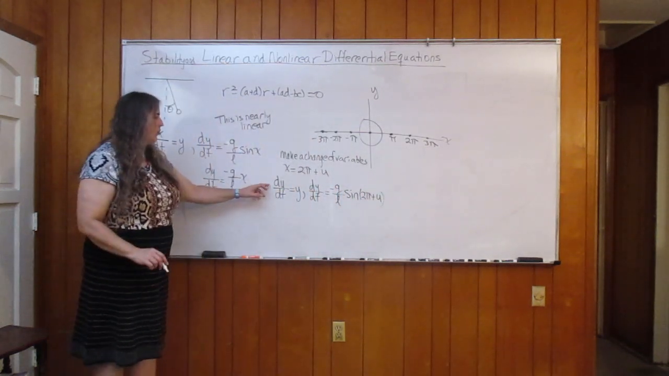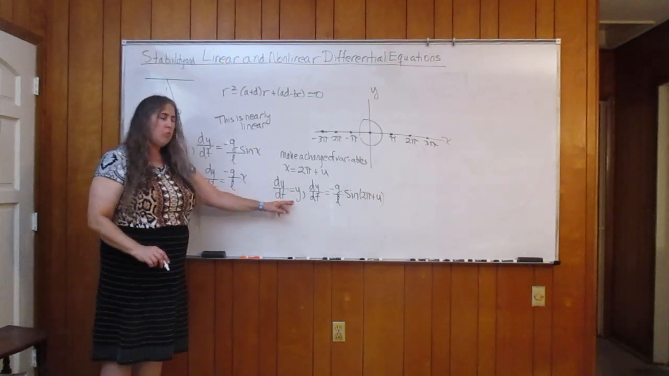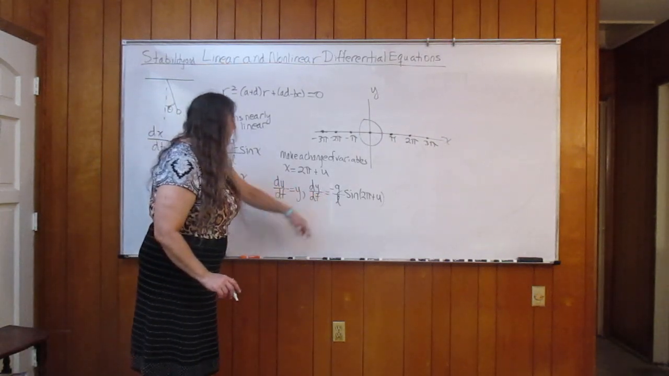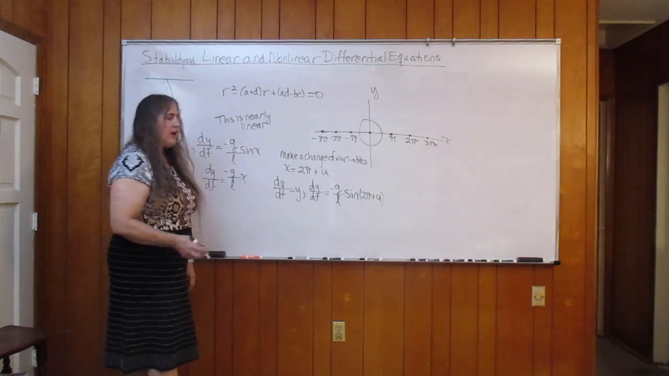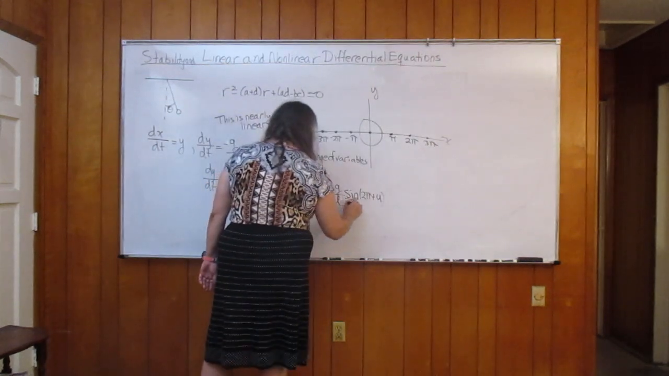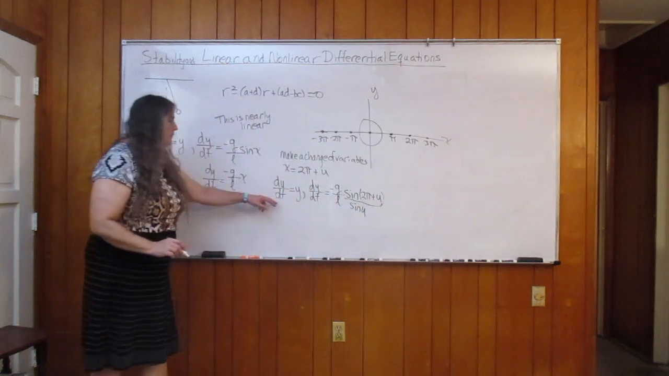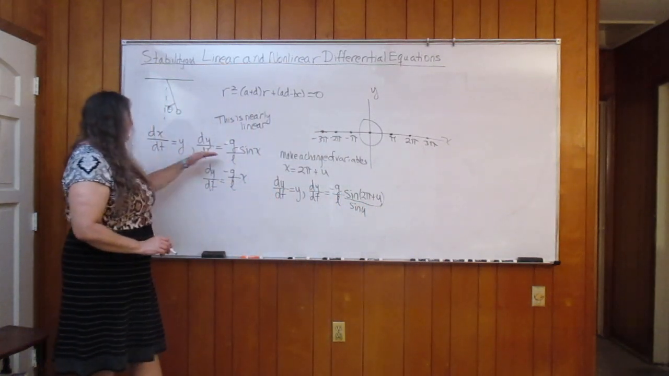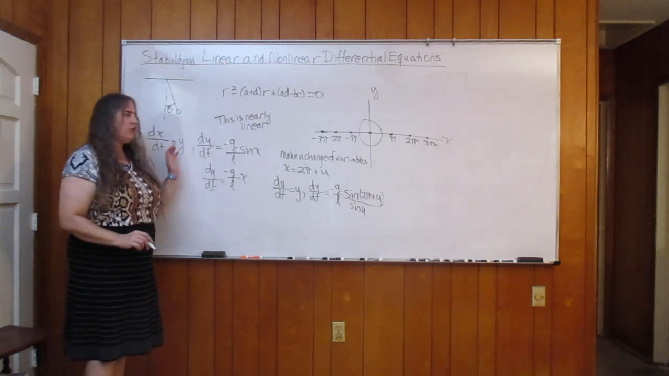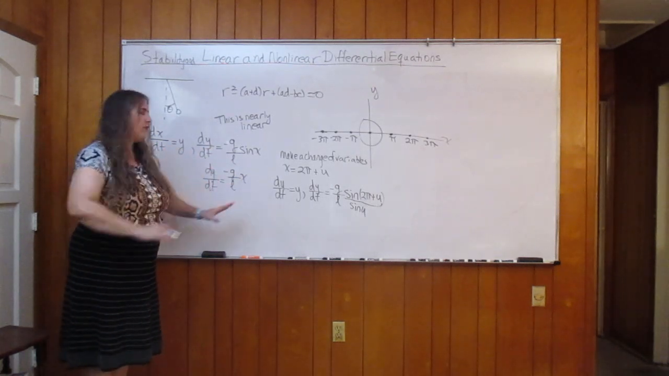I'll just wind up with du by dt is equal to y, dy by dt is equal to minus g over L times sine of 2 pi plus u. But that's just equal to sine of u. This has the same form as our linear autonomous system, but of course with the change of variables.